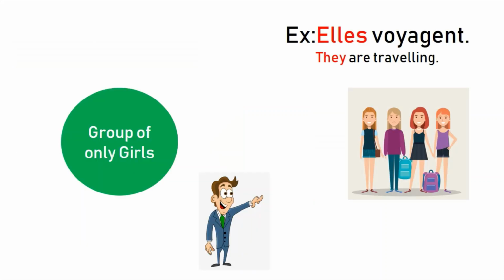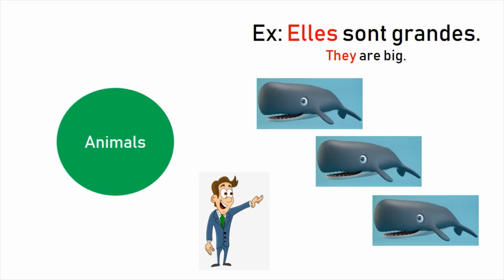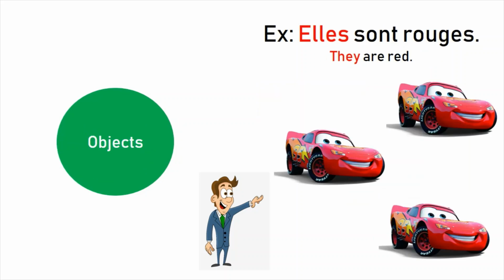For example, elle voyage. Elles sont grandes. Elles sont rouges.